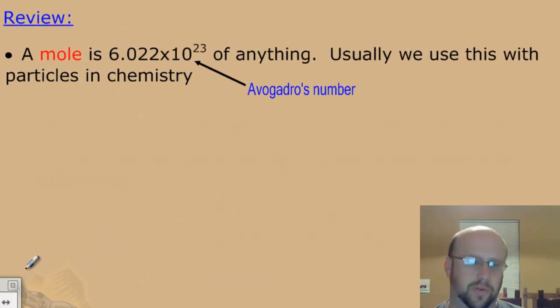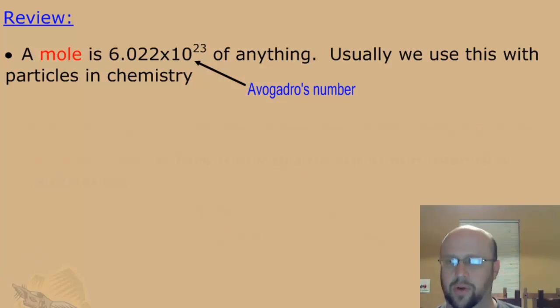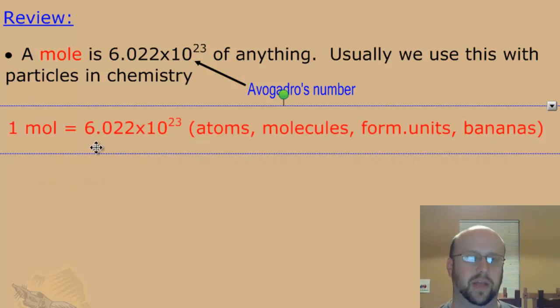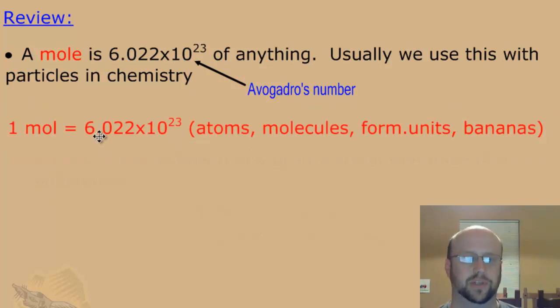Just to review a little bit shortly on moles, and again, you can go back and watch the videos, but real quick, what is each thing? A mole is Avogadro's number of anything. Avogadro's number is 6.022 times 10 to the 23rd. Usually for us in chemistry, it's going to mean that 1 mole of something equals 6.022 times 10 to the 23rd atoms or molecules or formula units. But it could be bananas, cars, warts on a frog, whatever.